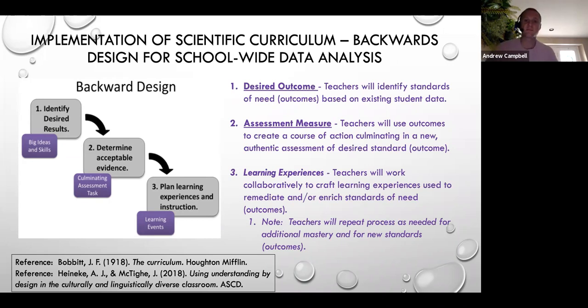From there, we create an assessment measure. Once we've gone back over the information, how are we going to measure whether or not the students have begun to master this? And of course, from there, we would create the learning experiences. So as you can see, the process itself has not changed, but the ideas of Bobbitt can be looked at through both the teacher lens, and it can also provide leadership implications as well.